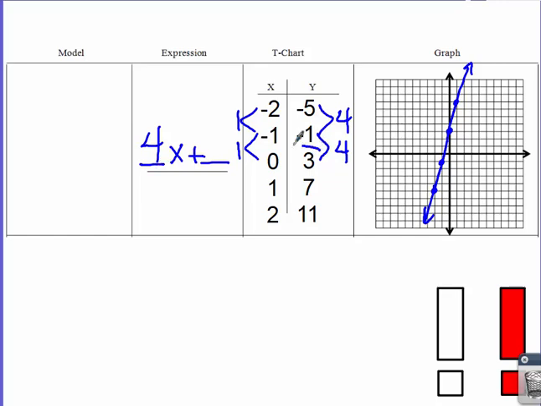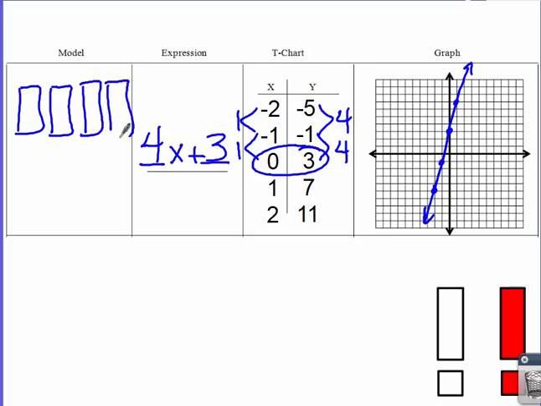And then what is our y value when x is 0? 3. So the expression is 4x plus 3. And then, of course, you draw the model. Simple as that.